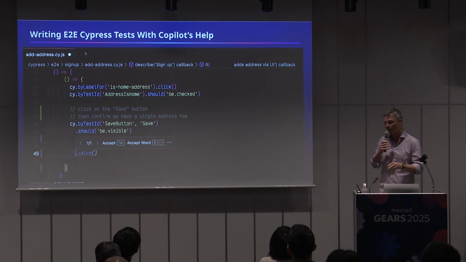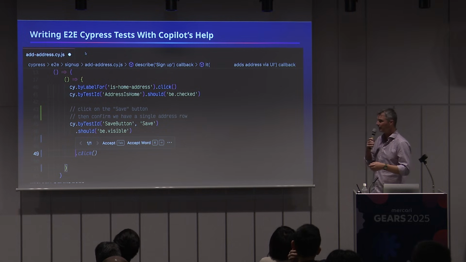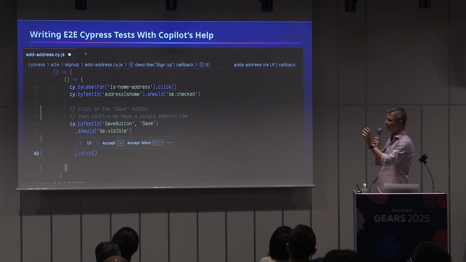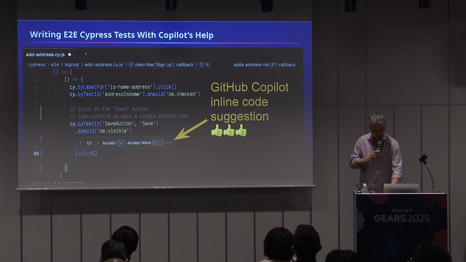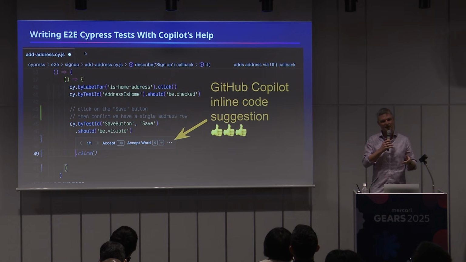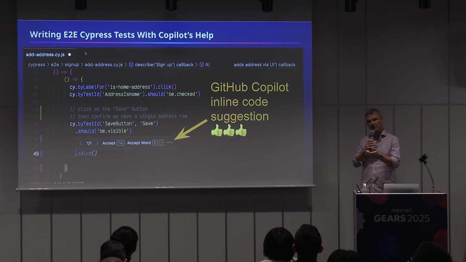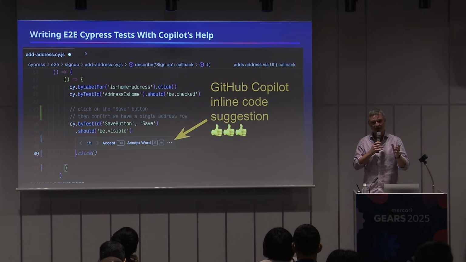This is a typical code. It's JavaScript. This test, for example, clicks on its home address, and it should be checked, and then it clicks on the Save button. A couple of things to notice is that we use VS Code or Cursor, and in this case, the inline code suggestions are actually very, very on point. So I do provide a lot of comments and context so that my copilot in VS Code helps me code faster.